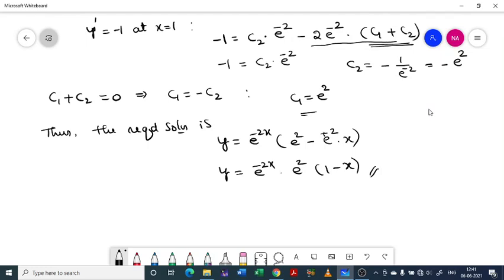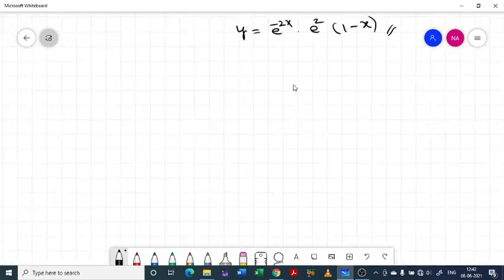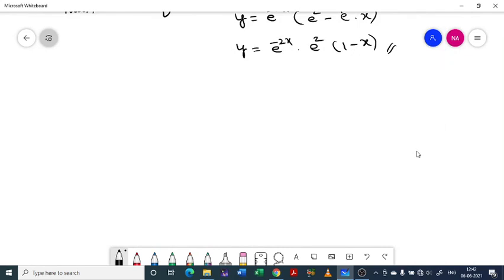Or if you want you can write that as e power minus 2x plus 2. If you want you can combine these two. E power minus 2x plus 2. Or you can keep as it is. So this is problem B on initial value problems. And let us take one more, problem C.